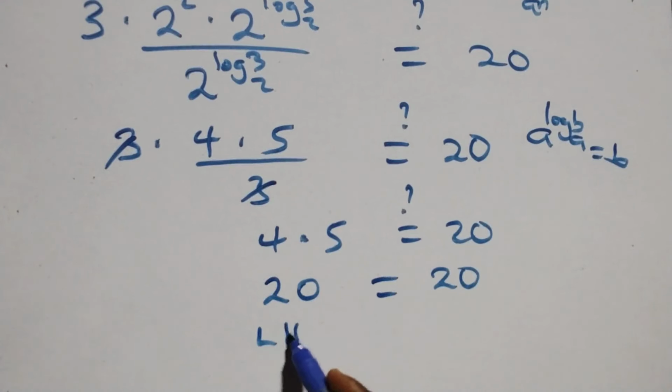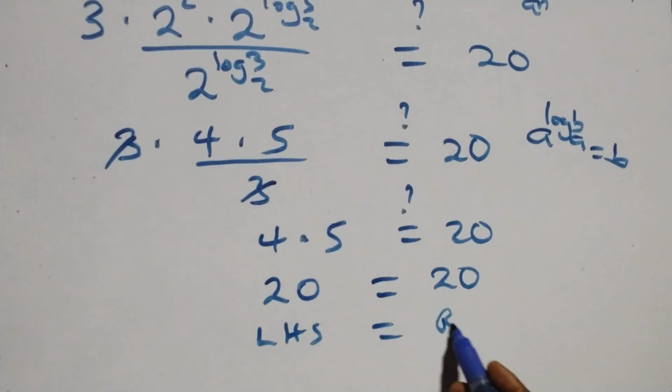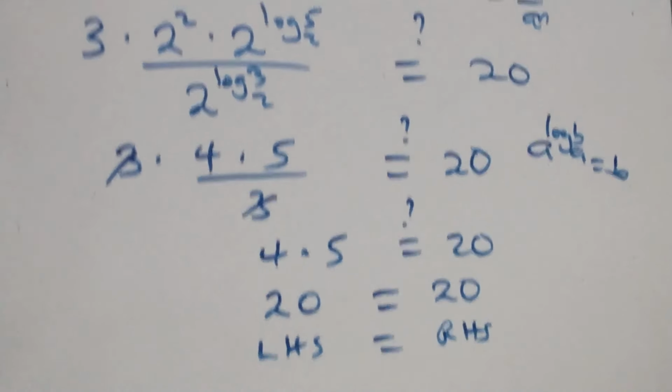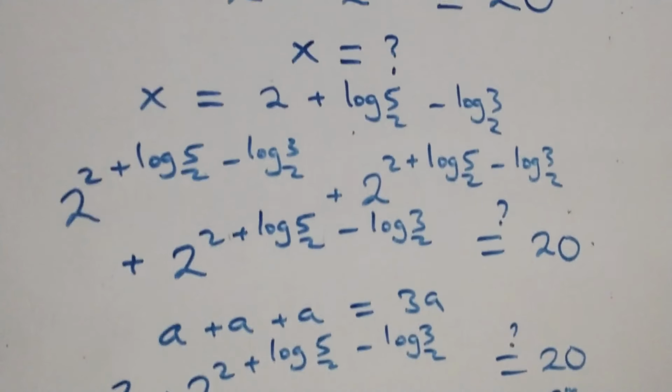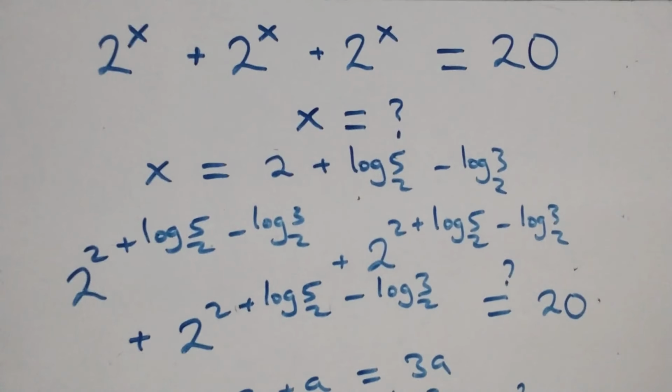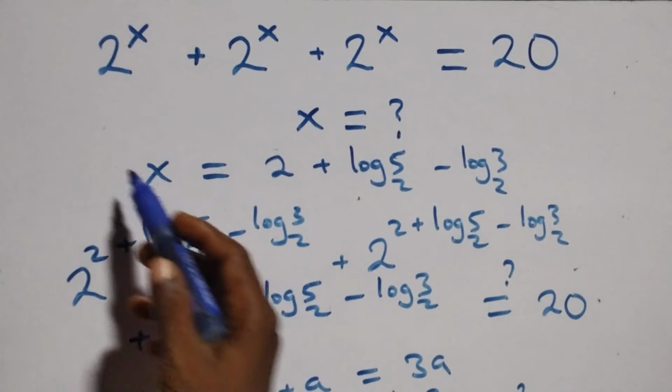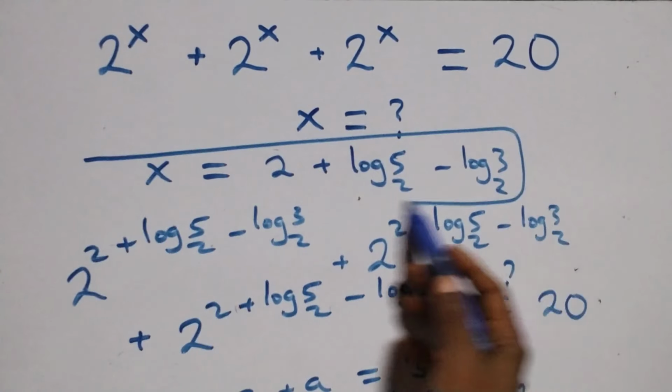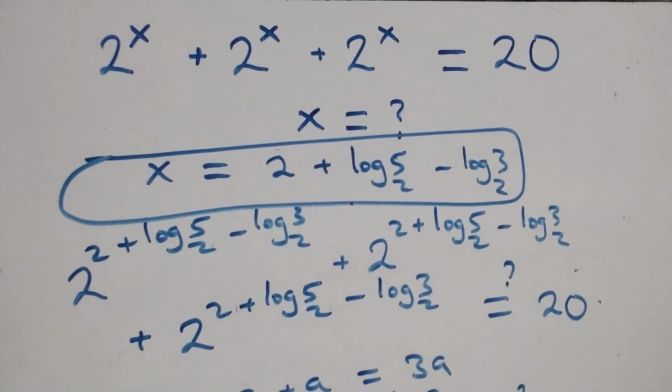Left hand side is equals to the right hand side, and therefore we conclude that x equals to 2 plus log 5 base 2 minus log 3 base 2 satisfies this given problem.